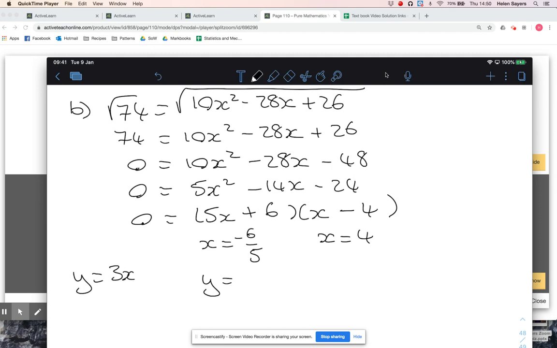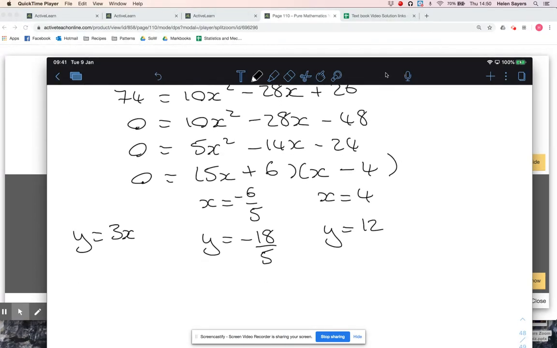So if I multiply minus 6 over 5 by 3, I get minus 18 over 5. And if I multiply 4 by 3, I get 12. And then just give them as coordinates. So minus 6 over 5, minus 18 over 5, and 4, 12. Okay.